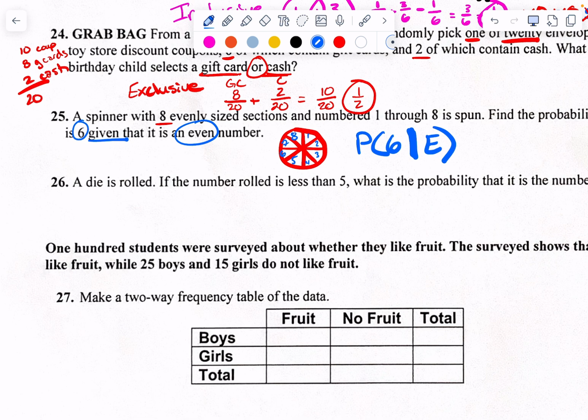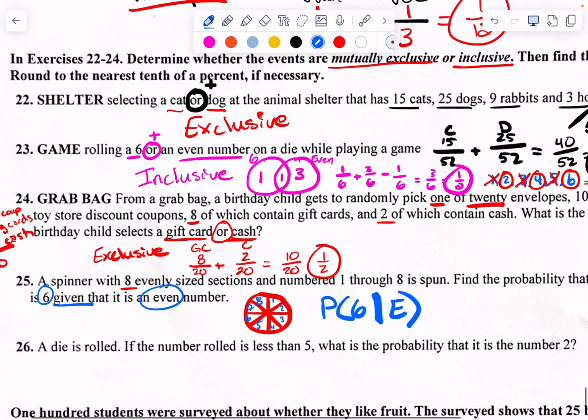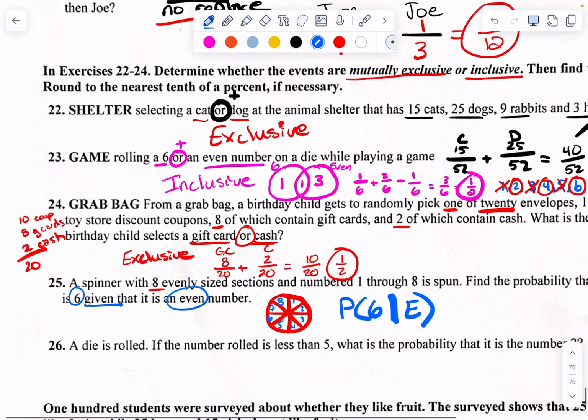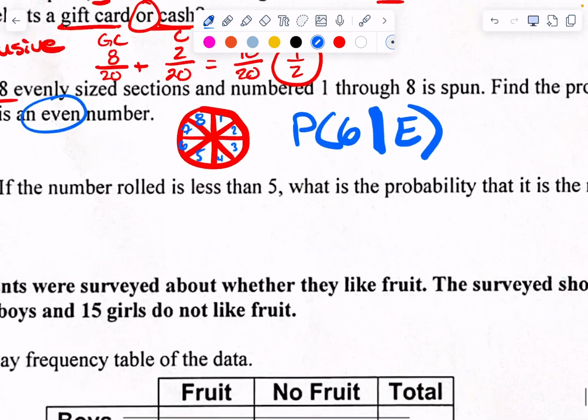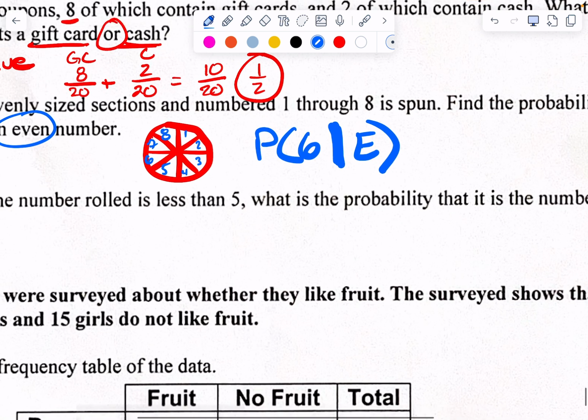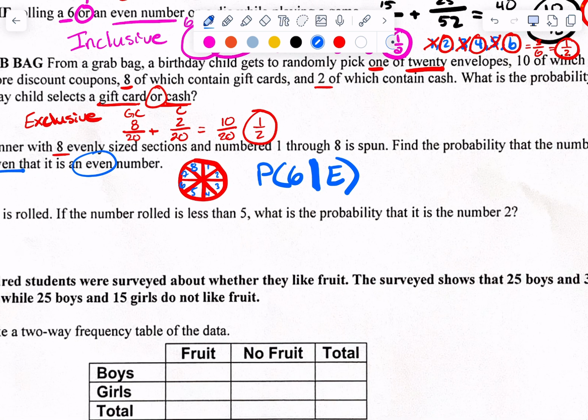First of all, it's inclusive. Oh, we don't have to do inclusive and exclusive. That's only up through 24. You're right, though. It would be, but this is conditional probability, a little bit different.